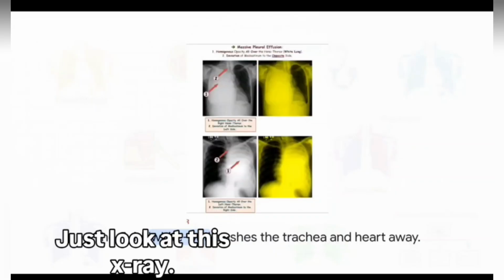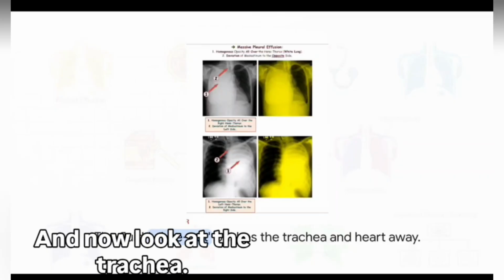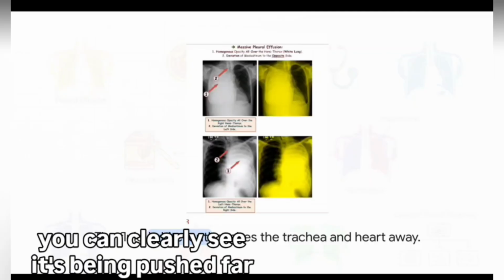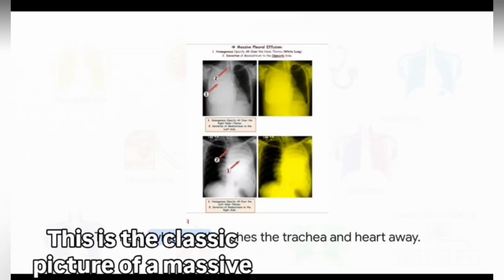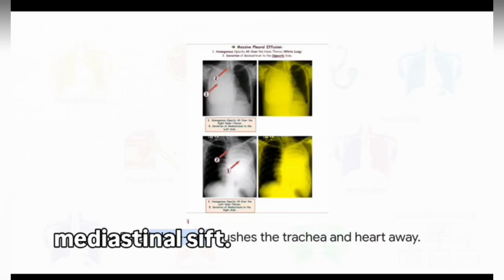Just look at this x-ray. The entire left side is a complete whiteout. And now look at the trachea. It's supposed to be in the center, but you can clearly see it's being pushed far over to the right. It's running away from the fluid. This is the classic picture of a massive pleural effusion with a contralateral mediastinal shift.